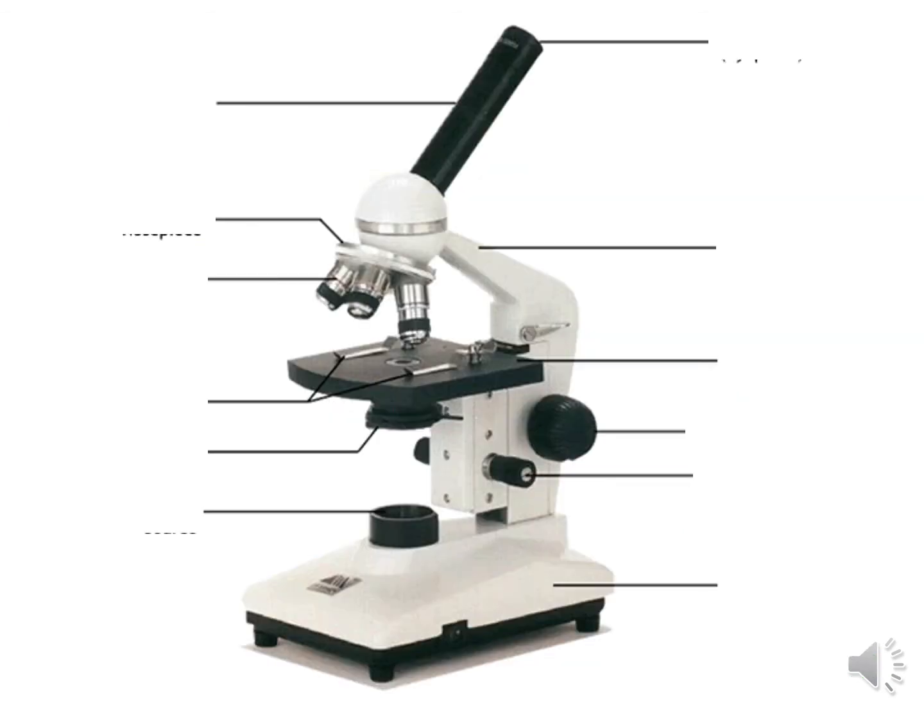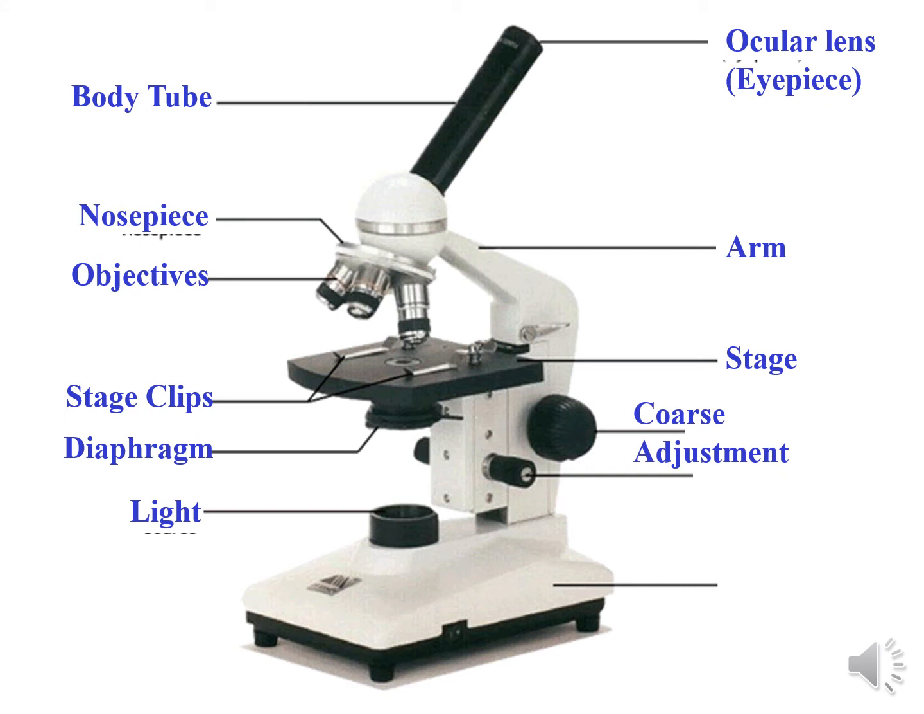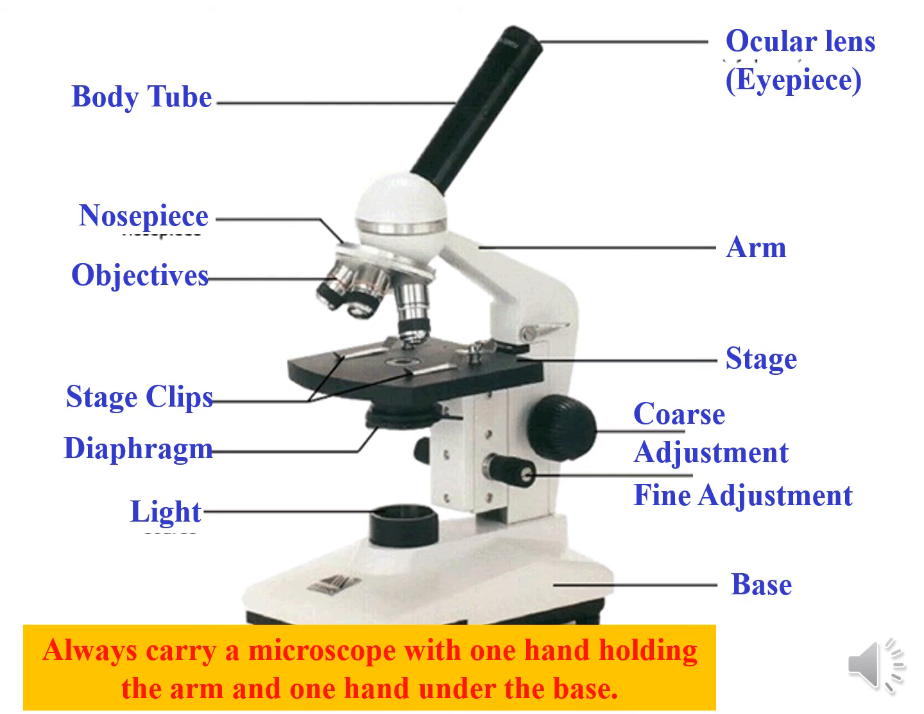This slide shows different parts of a microscope. Ocular lens or eyepiece, body tube, nosepiece, objectives, stage clips, diaphragm, light source, arm, stage, coarse adjustment knob, fine adjustment knob, base.